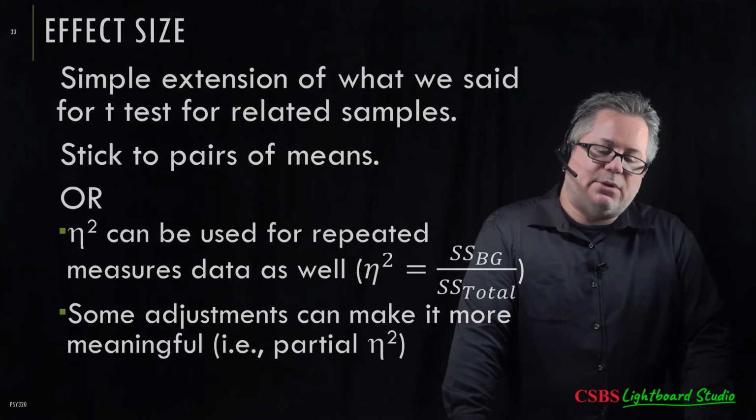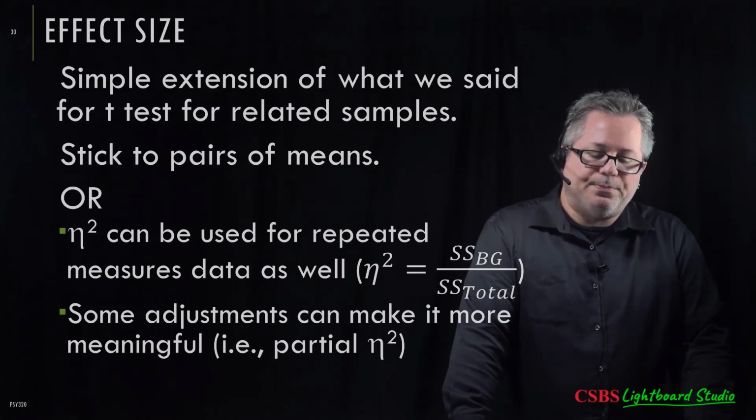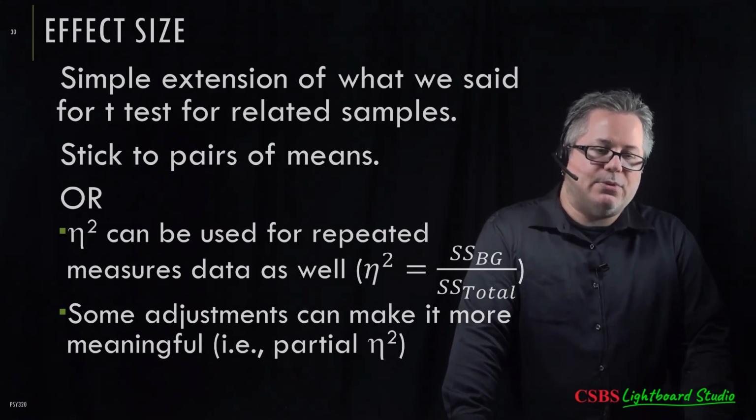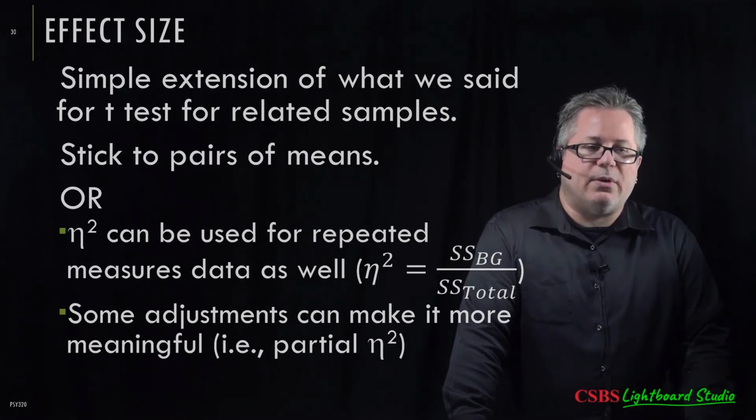So if you're asked to do a one-way between groups, a one-way factorial, you may be asked to do eta squared or omega squared. But for repeated measures, we're going to stick just to eta squared, keep it simple. Okay.